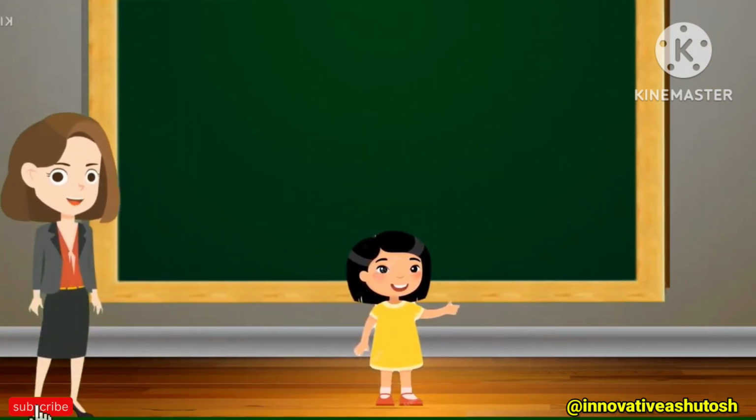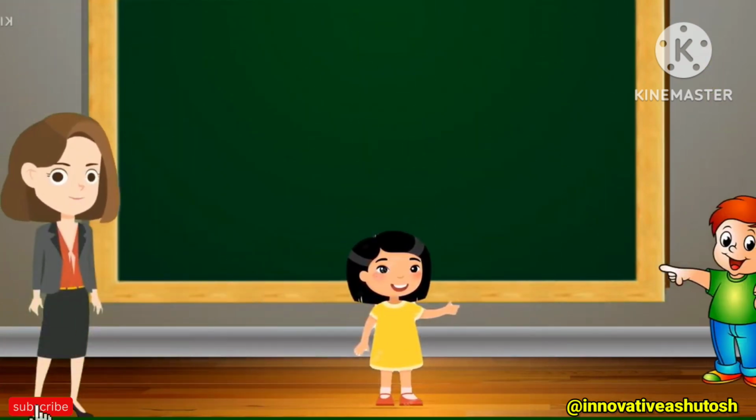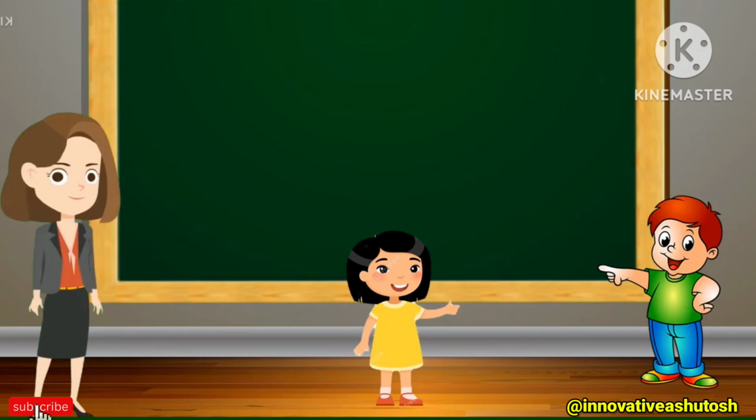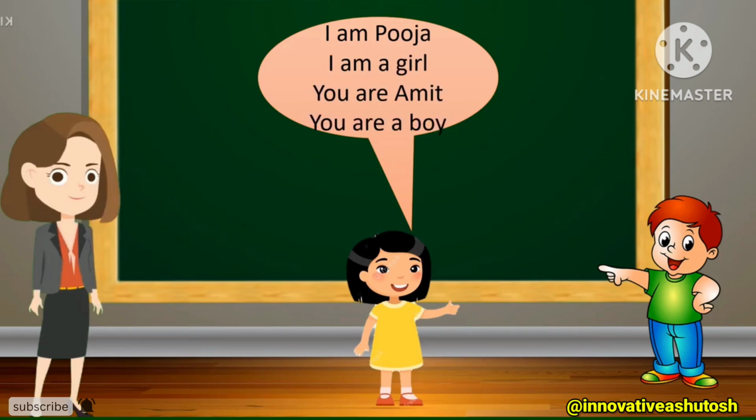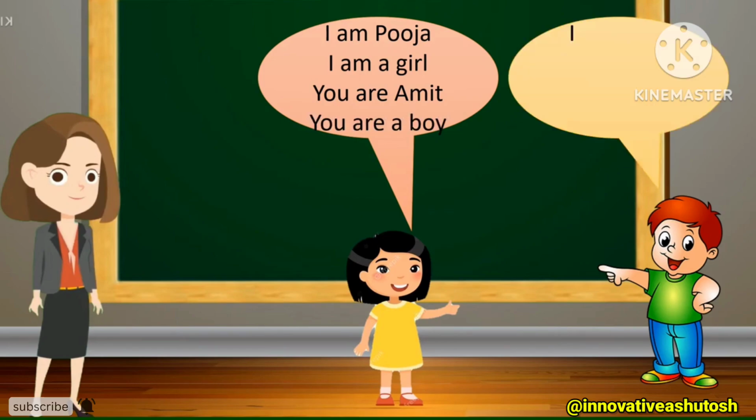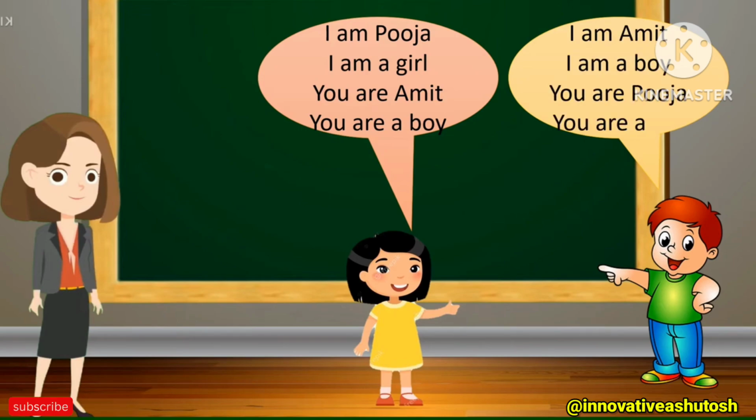Let's call Pooja and Amit and see how they use I am and you are. I am Pooja. I am a girl. You are Amit. You are a boy. I am Amit. I am a boy. You are Pooja. You are a girl.